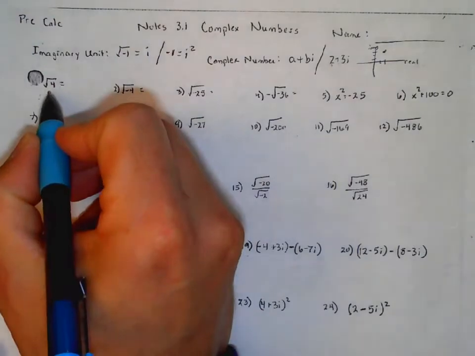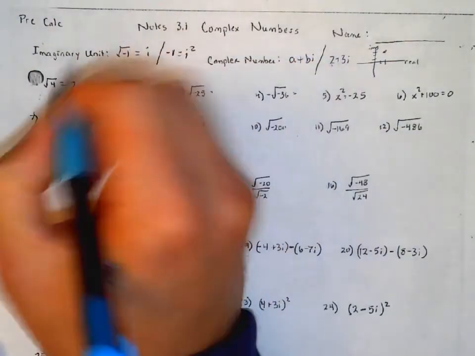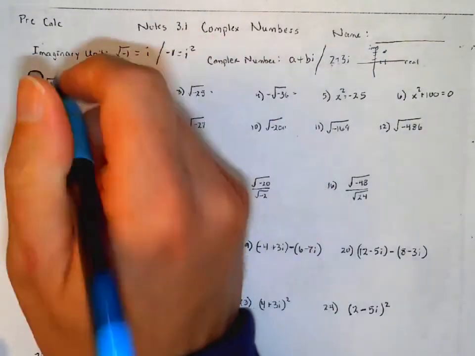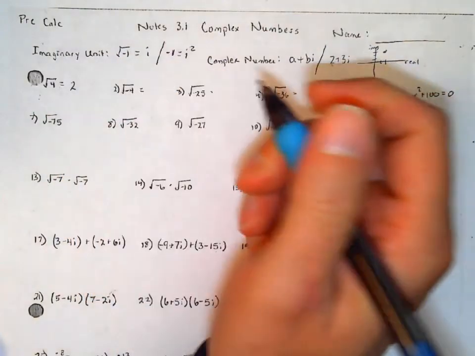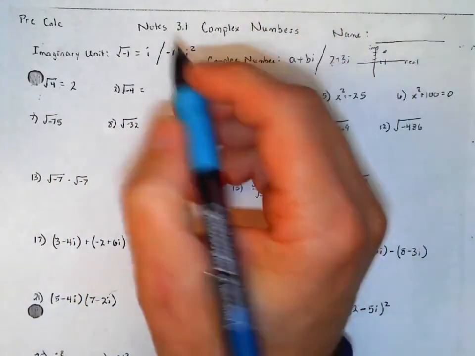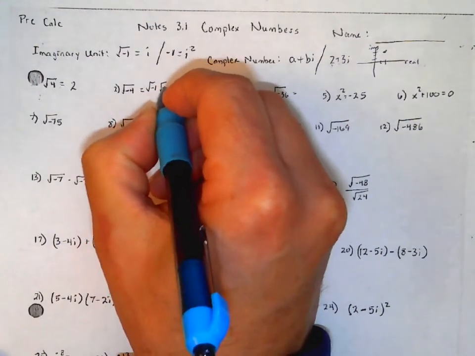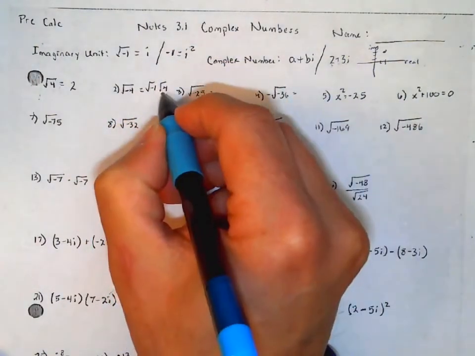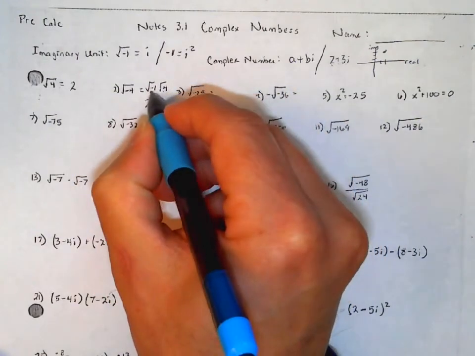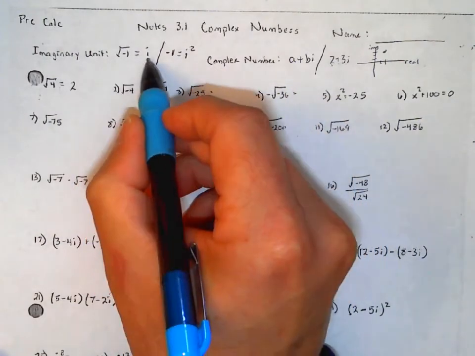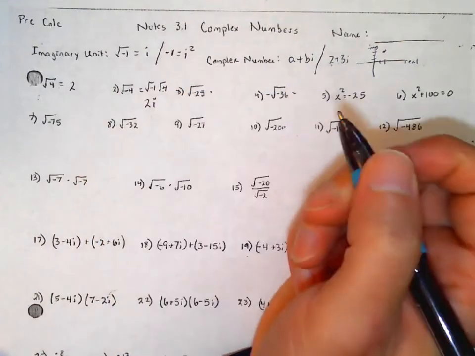The square root of 4 is 2, because 2 times 2 equals 4, right? Now, does anything times itself equal -4? No, nothing squared does. So what we do is say this is the square root of -1 times the square root of 4. The square root of 4 is 2, and the square root of -1 is i, so it's just 2i.